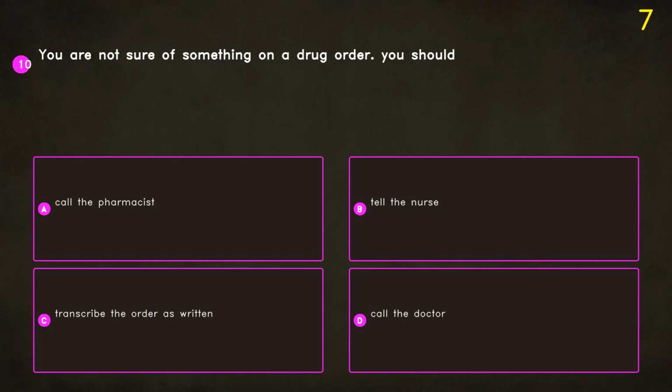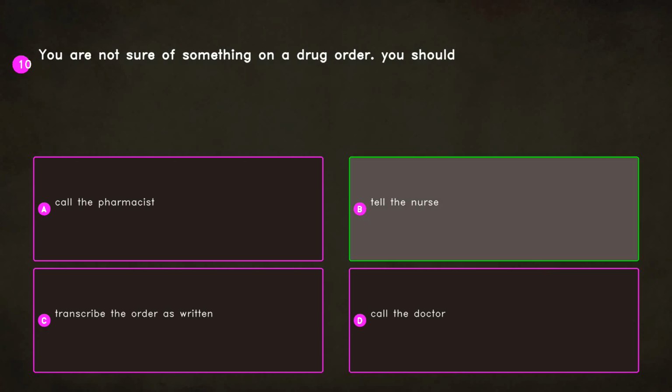Question 10. You are not sure of something on a drug order. You should A. Call the pharmacist. B. Tell the nurse. C. Transcribe the order as written. D. Call the doctor. The correct answer is tell the nurse.